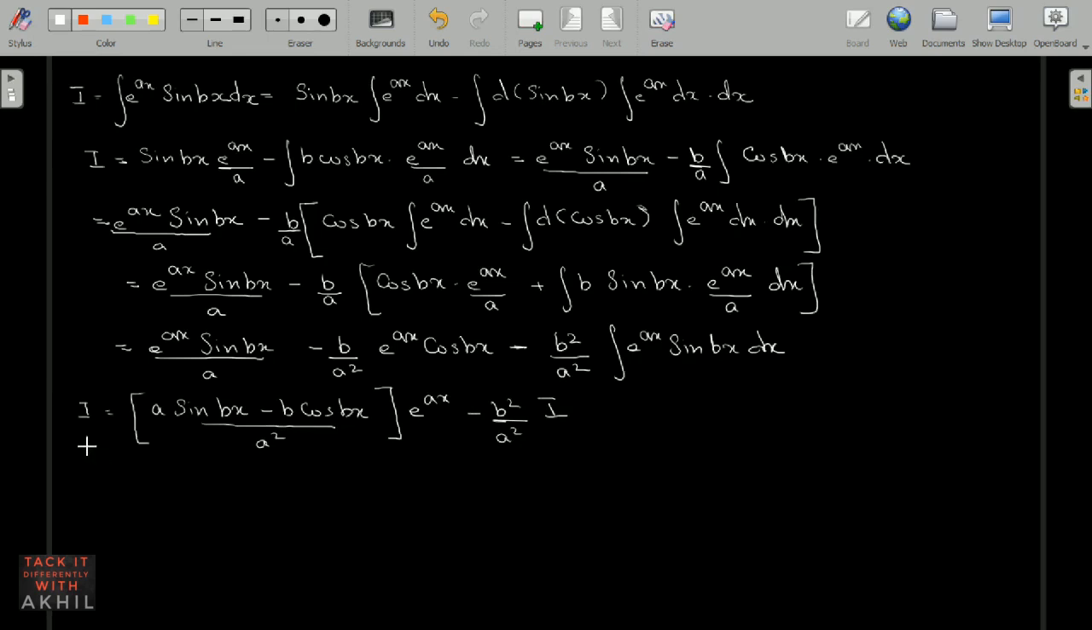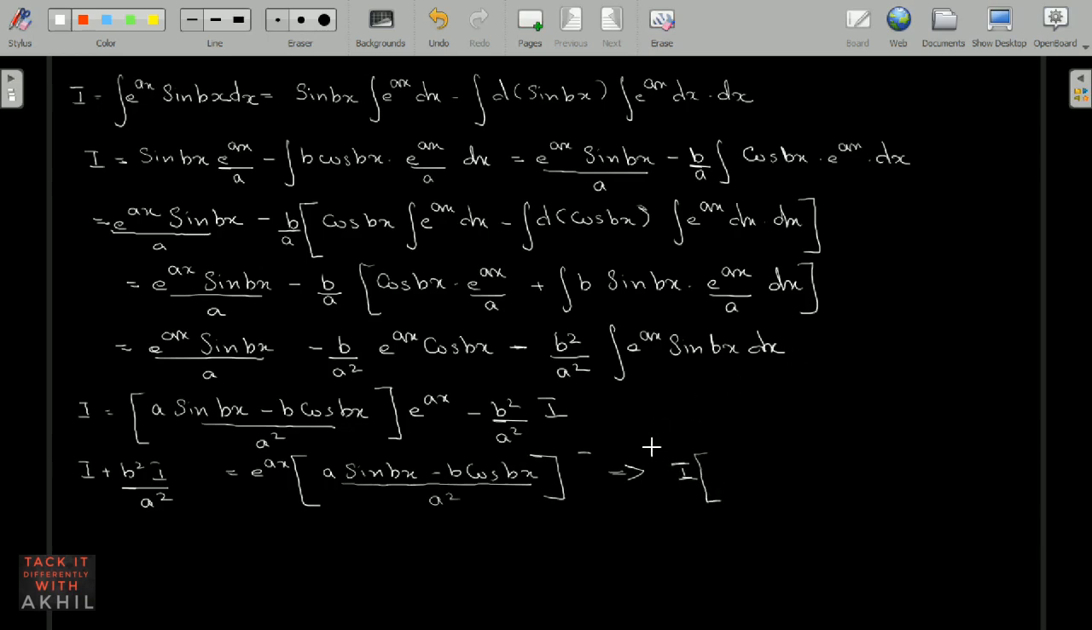So taking that b square by a square I to the left hand side, we have I plus b square by a square I is equal to e raised to ax into a sine bx minus b cos bx whole divided by a square. Now taking the LCM on the left side, we have I into a square plus b square divided by a square is equal to e raised to ax into a sine bx minus b cos bx divided by a square.